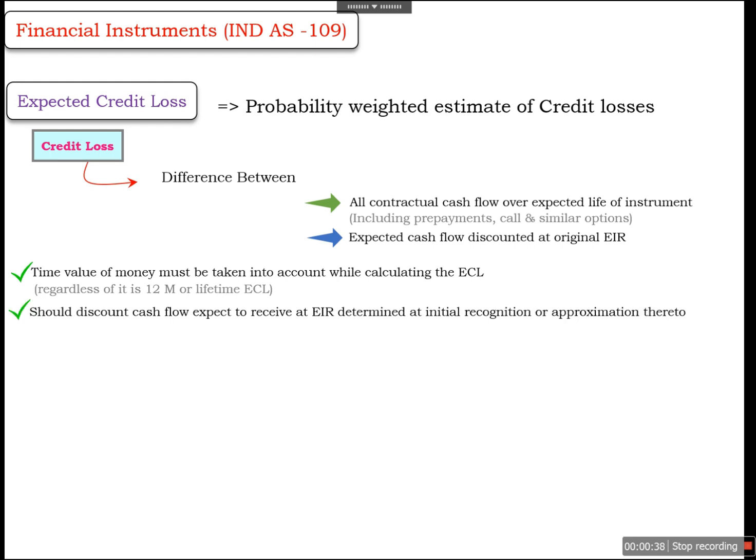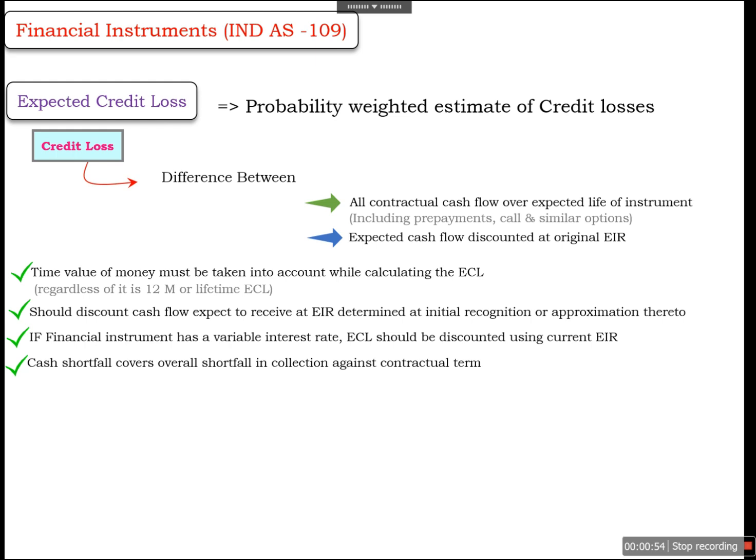Here, should we discount the cash flows expected to be received at the EIR determined at initial recognition or an approximation thereto? If the financial instrument has a variable interest rate, in that case, ECL should be discounted using the current EIR, and the cash shortfall covers the overall shortfall in collection against the contractual terms, not just the shortfall on a particular date on which cash is received or due. For example, if an installment was due in January, there will be a shortfall in January, but if that is expected to be recovered in June, there will be a difference because of the discounting factor only, because the principal amount, instead of January, we have received in the month of June.